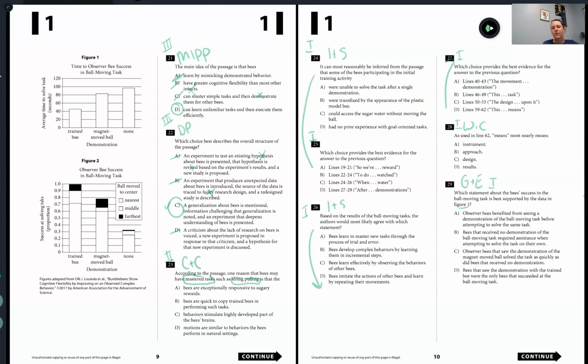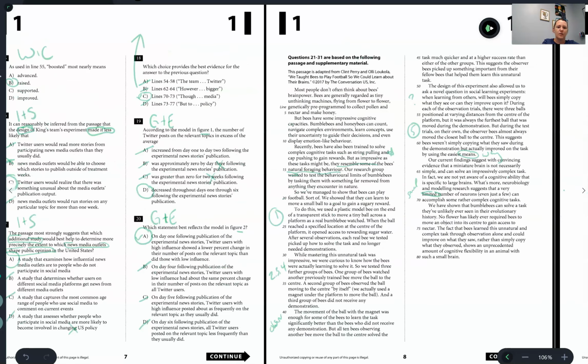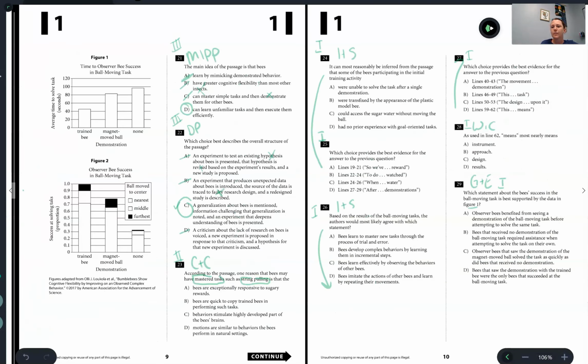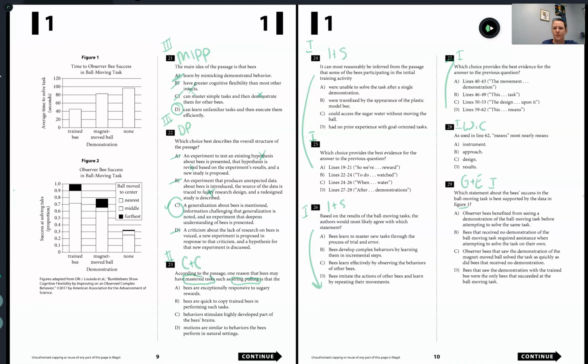Number 2, we're looking for why bees are good at mastering tasks such as string pulling. And we saw that line that told us that it was kind of a natural behavior for them. So string pulling, this task resembles some of the bees' natural foraging behavior. Bees are exceptionally responsive to sugar rewards. No, we're looking for a foraging behavior. Bees are quick to copy trained bees. No, there were no trained bees in this experiment yet.